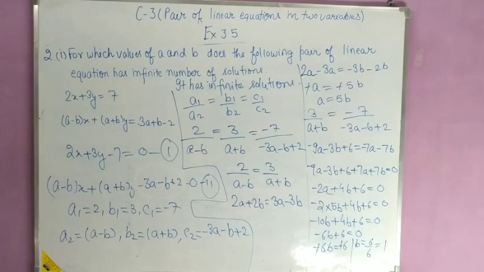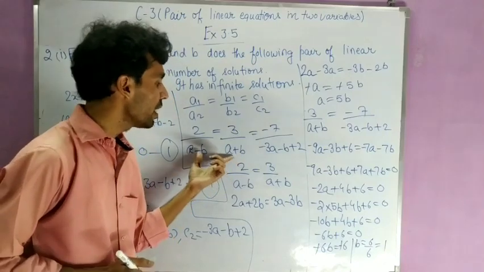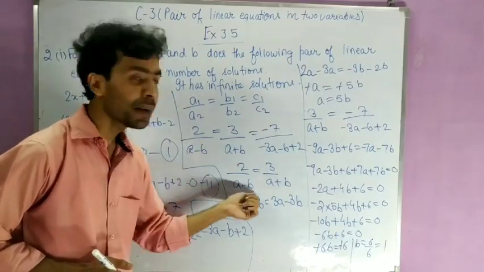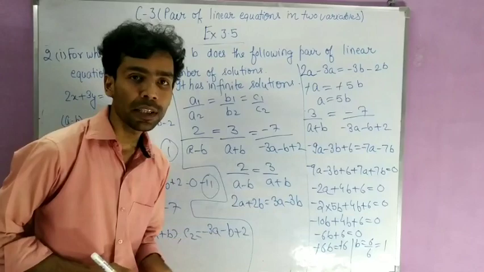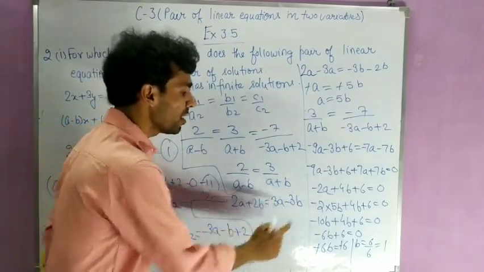Okay, see what we have done. First we have equated these two. So when we have equated these two, we got 2 upon a minus b equal to 3 upon a plus b. Then we cross multiply it. So we got 2a plus 2b equal to 3a minus 3b.